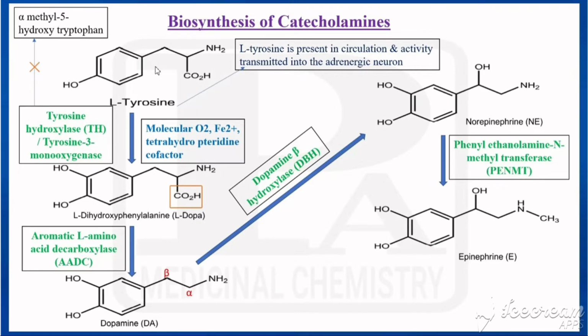Now this L-tyrosine, with the help of tyrosine hydroxylase, otherwise called tyrosine 3-monooxygenase, and also in the presence of molecular oxygen, Fe2+ and a tetrahydropteridine cofactor, would be converted to L-dihydroxyphenylalanine. Actually here one hydroxy group is added, that is, only one oxygen is added to the third position.